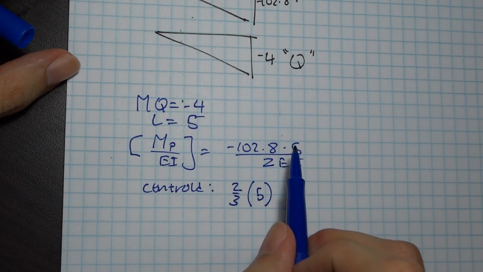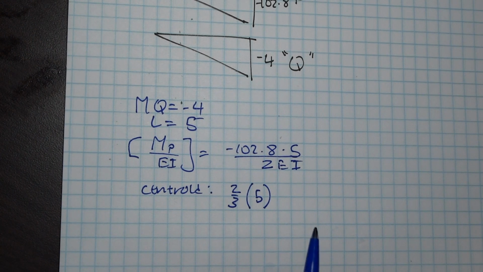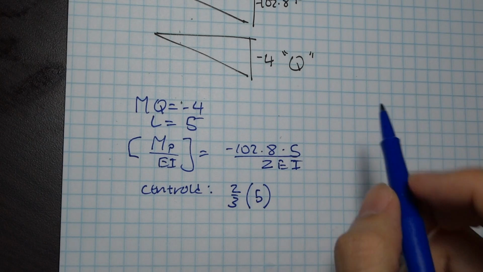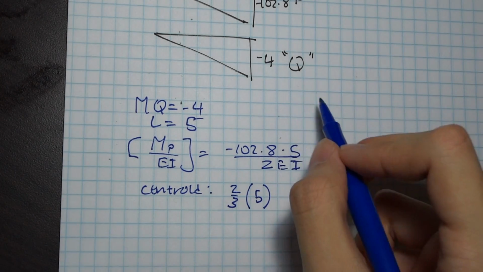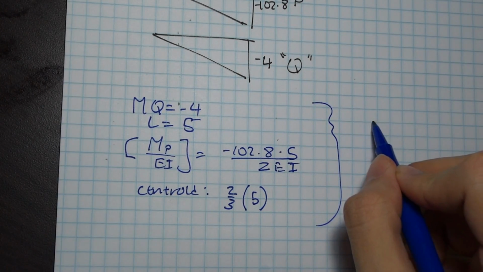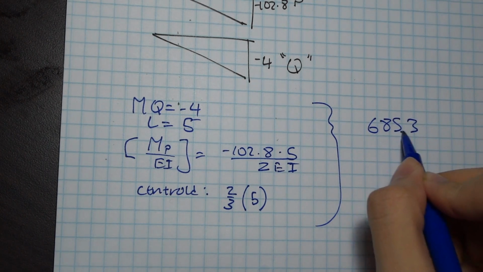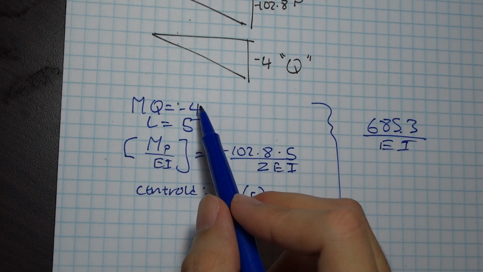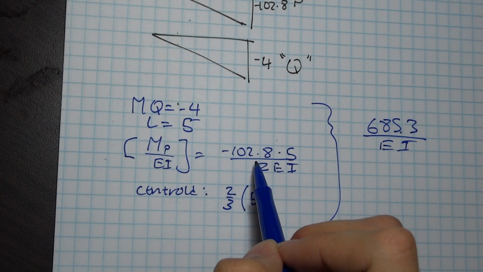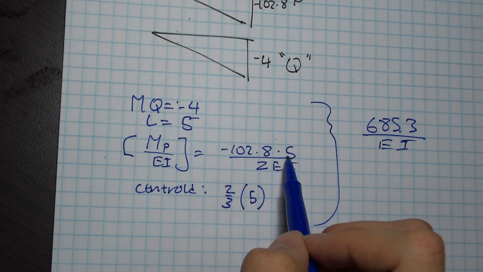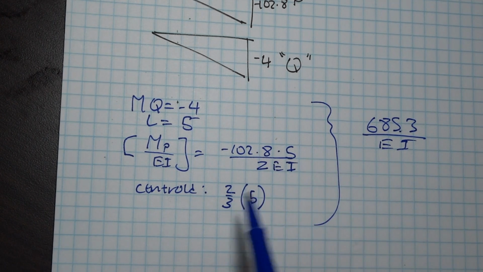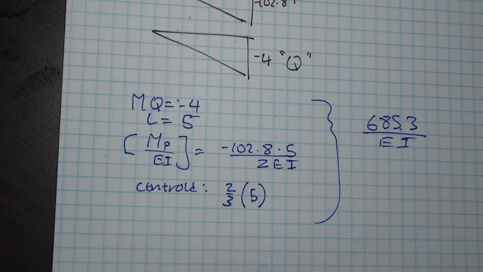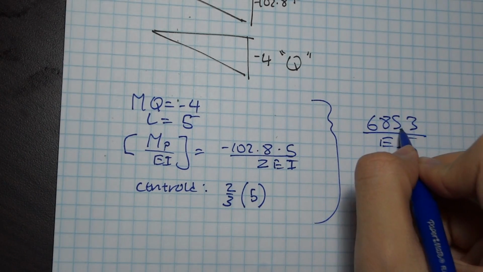So yes, you just need to multiply all of these things out, and I believe you should end up getting 685.3 over EI. So this is negative 4 divided by 5 times negative 102.8 times 5 divided by 2 EI times 2/3 times 5, and that should be 685.3 over EI.